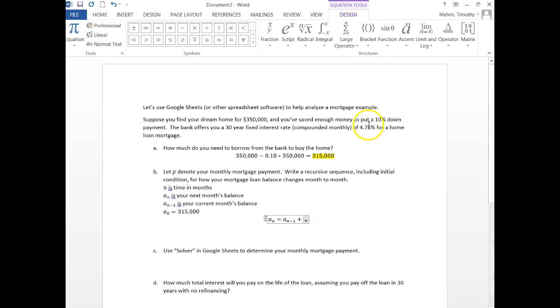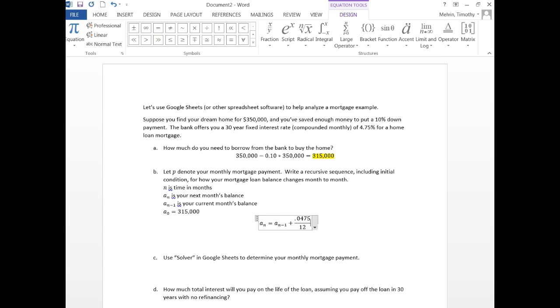It's going to be a 4.75, so 0.0475 divided by 12. If you click on enter, it'll turn that to a fraction. And we're going to multiply that times A subscript n minus 1. So keep in mind that 12 comes from compounding monthly, 12 times a year. So that's 4.75%, but divided by 12.